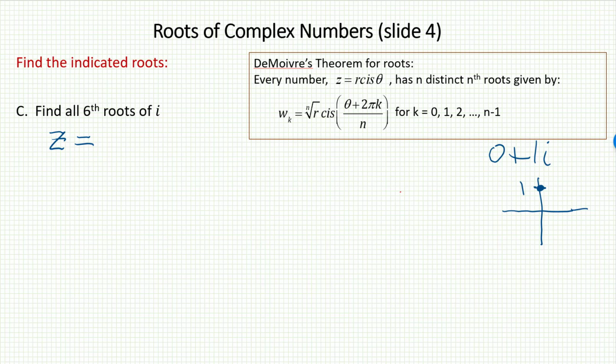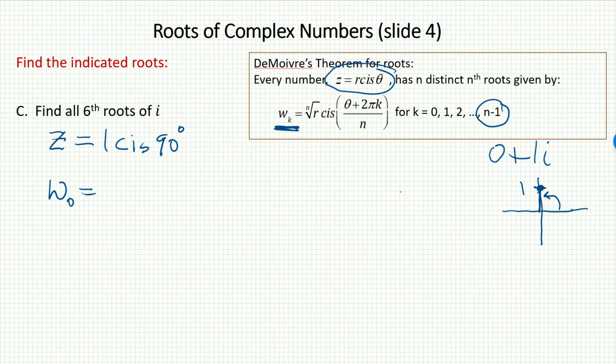Well, the picture tells me what I need to know. Clearly, the trig form of that number, the r would be 1, this distance right here. And I can see that the angle would be 90 degrees. Why don't I work in degrees this time? So 1 cis 90 degrees. Okay, once I have my trig form, I can start using the formula to find my roots. I know there's going to be 6 in all, so I'm going to have to use k as 0, 1, 2, 3, all the way down to k equals 5, since 6 minus 1 is 5.